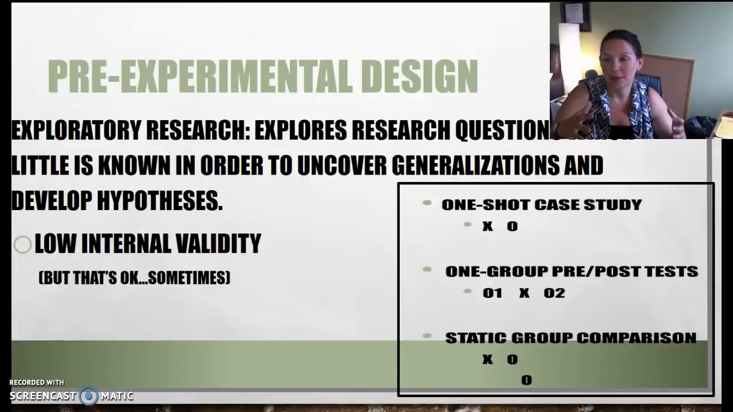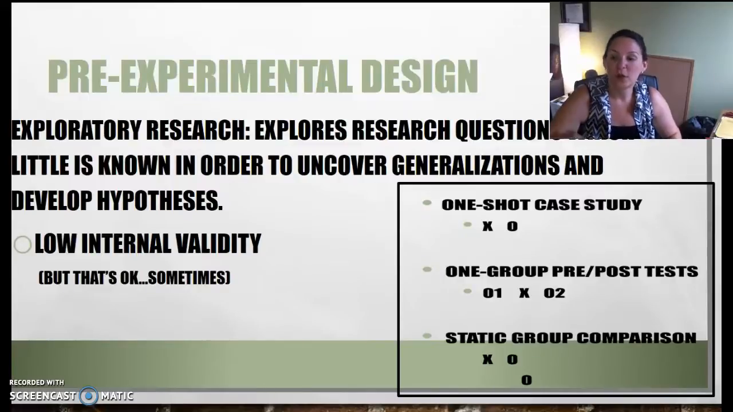So pre-experimental design is not meeting those 6 criteria at all, because it really is just about exploring research questions that are out there. So it has low internal validity, but as we've talked about in thinking through that continuum, sometimes that's okay. So you see over in the corner some examples of those X's and O's. And what's probably most important is to see the absence of an R.